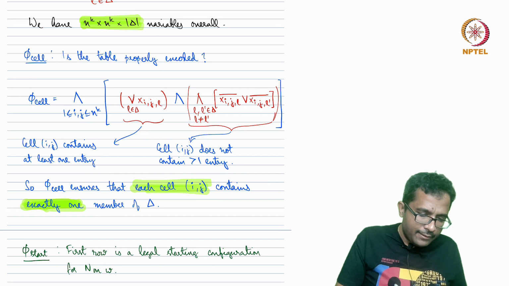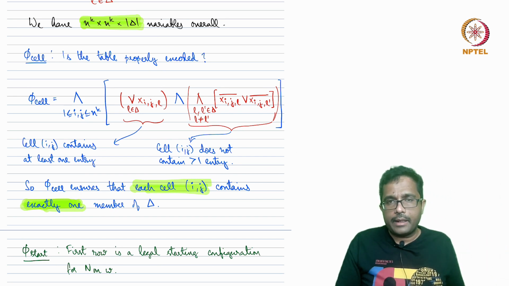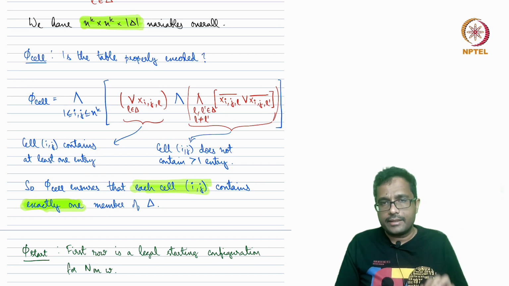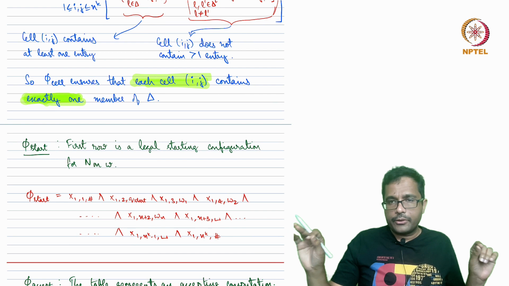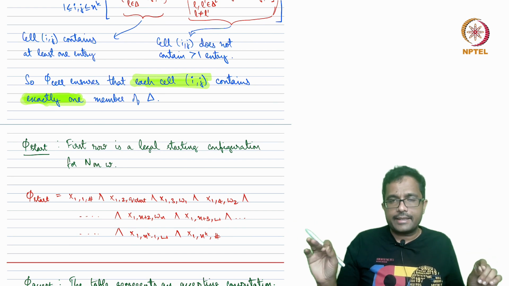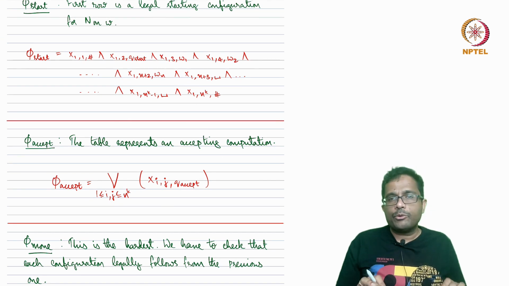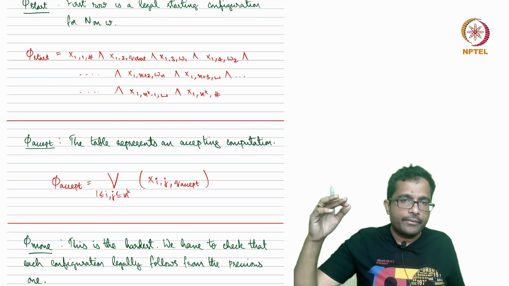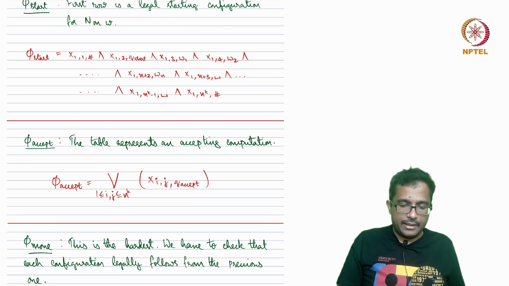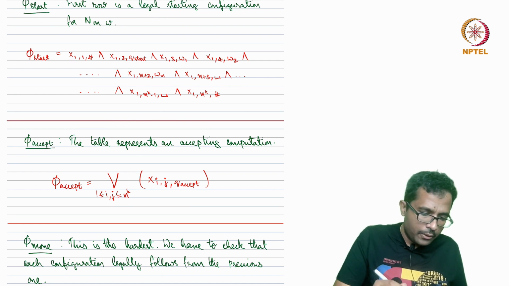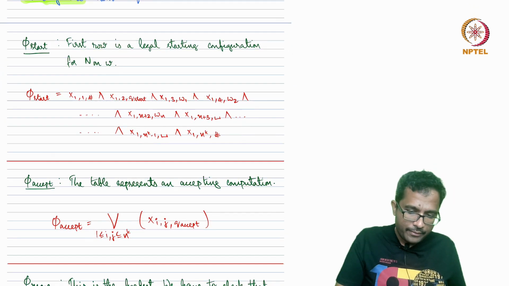So phi cell will be true if the variables encode the table in a proper manner. Each cell contains exactly one symbol. Phi start will be true if the starting row of the table is the correct starting configuration of N on W, and phi accept will be true if there is a Q accept somewhere in the table, right? So this is how phi start, phi accept, and phi cell are defined.